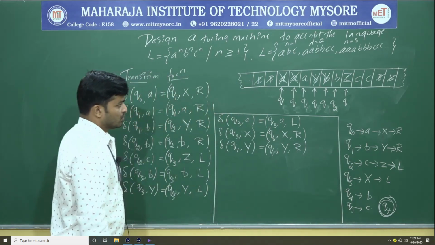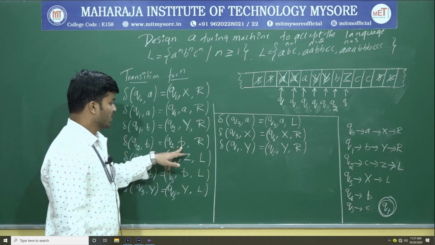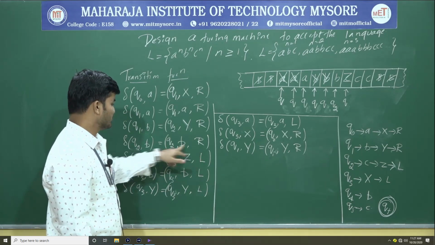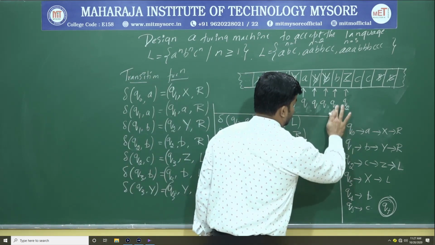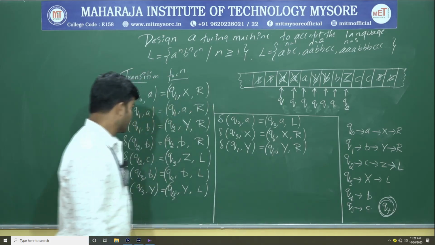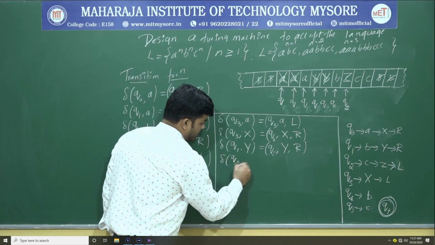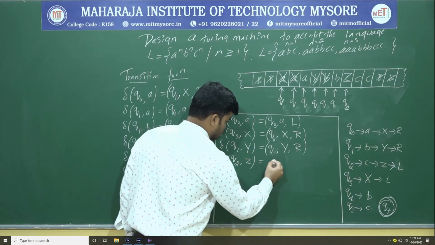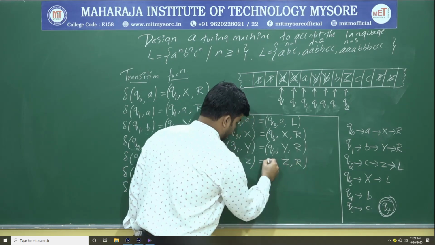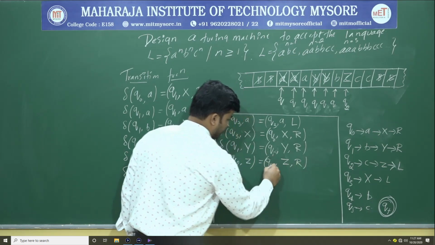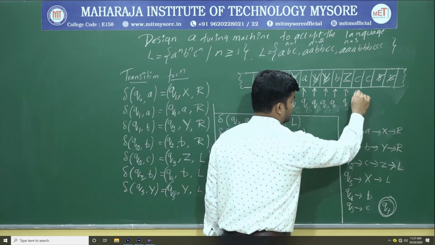Okay. So now Q2 upon B. Q2 upon B is already written. We are going to maintain that B as it is and we will move to the right hand side with the same state Q2. So it will come over here. Okay. So Q2 upon Z. So delta of Q2 upon Z is not written. So delta of Q2 comma Z is equal to, so you will maintain that Z as it is and you will move to the right hand side by maintaining the same state Q2.